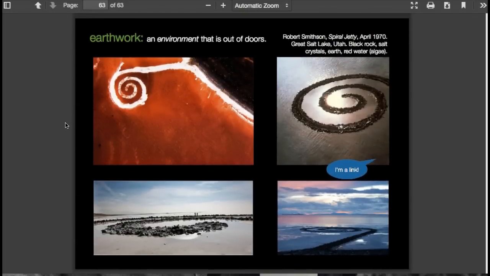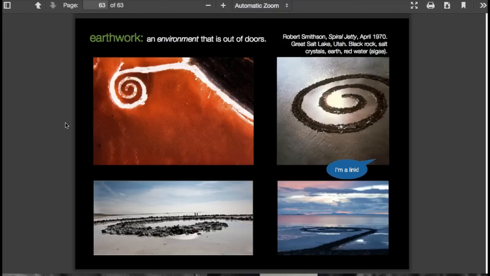And lastly, we're going to look at an earthwork. An earthwork is an environment that is out of doors, right? A sculptural environment that takes place outside. This is a very iconic piece called Spiral Jetty by Robert Smithson. It's at the Great Salt Lake. You can still go see this today. He built it in 1970.